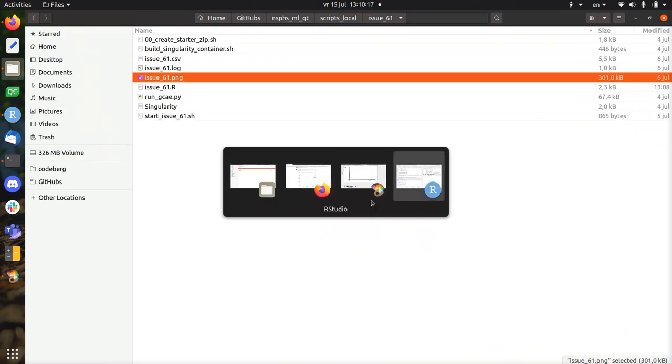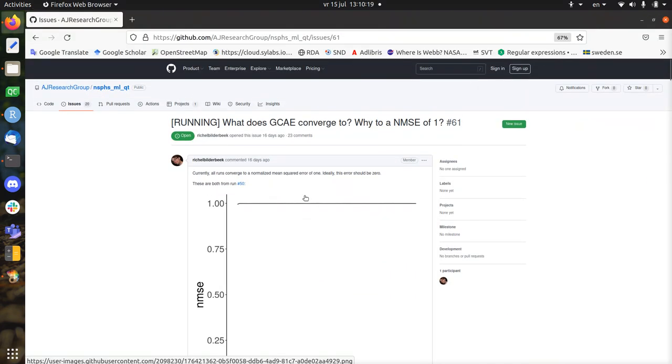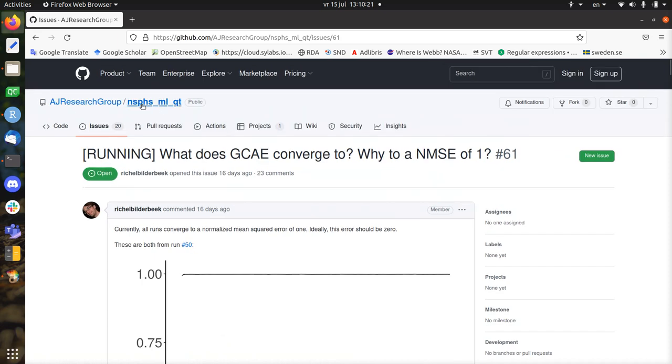Hi, I would like to talk about issue 61, the Norwegian Population Health Study using machine learning to predict a quantitative trait. And I want to discuss why I think that GCAE and then the added experimental phenotype prediction does not work correctly.